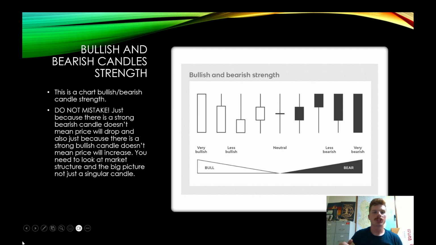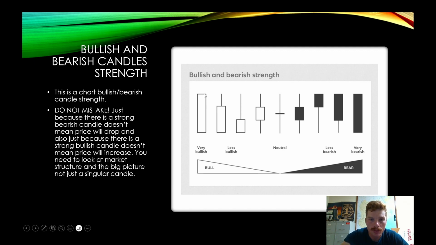So, bullish and bearish candle strength. Don't mistake it: just because you see a very bullish or very bearish candle does not mean the market will go in that direction. I'll show you an example. You need to be able to look at the higher time frame and read the story that the market is giving you.